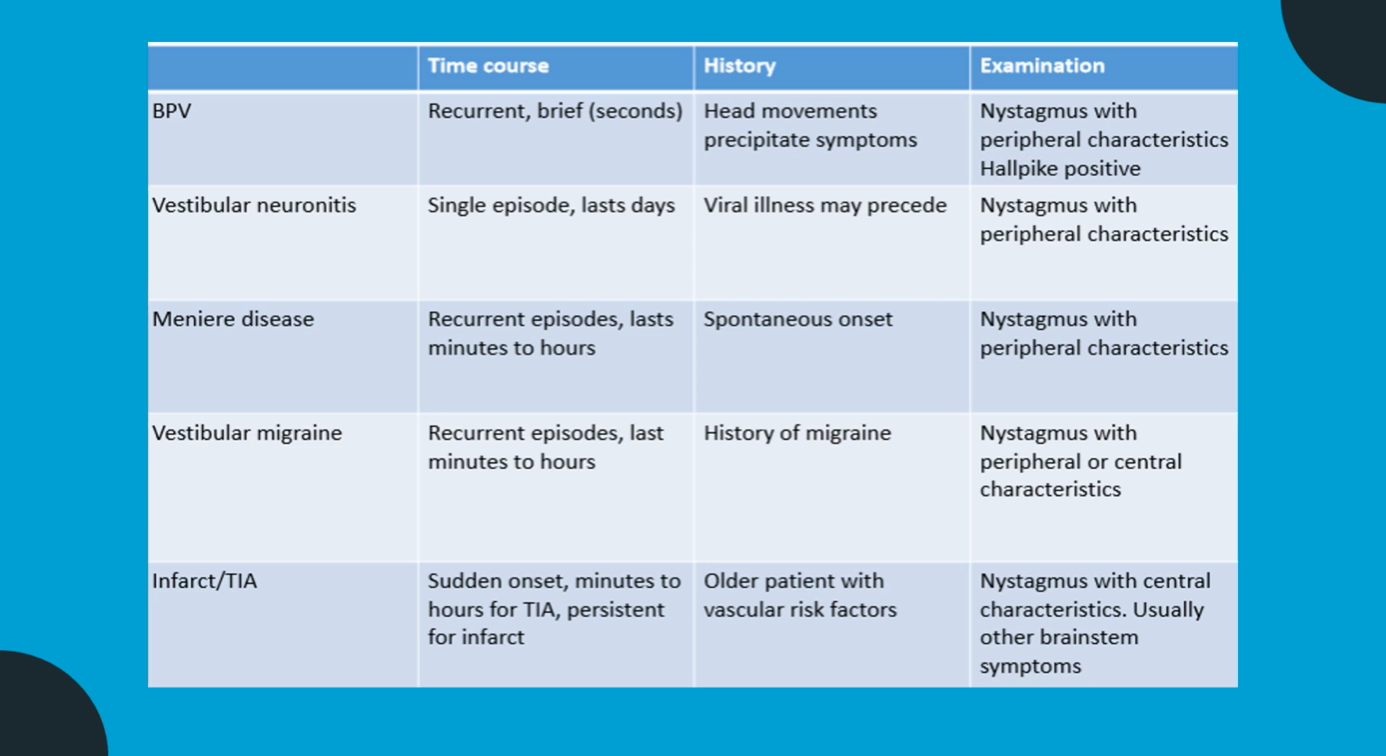Kind of stratifying the different causes of vertigo, along with their time course, history. So, for example, vestibular neuronitis is most commonly post-URTI, and your findings on examination. So, when you're doing your HINTS assessment, what will you see, and what would you expect to see?